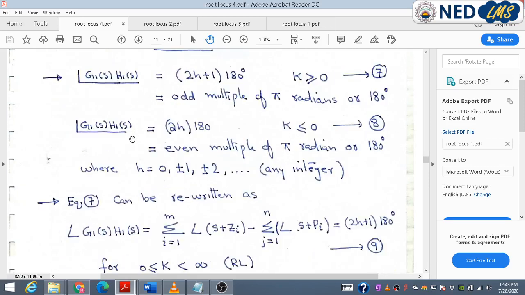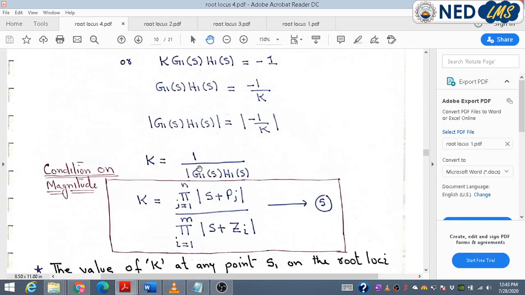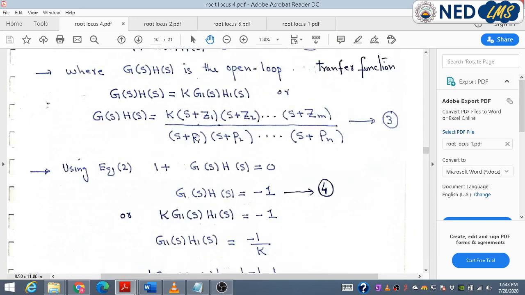These two conditions are basically used to verify a search point, whether or not the point lies on a root locus. We know that we have zeros in the numerator and poles in the denominator. If I replace this s by a search point and solve this bracket, we have both the magnitude and angle information coming out from this bracket. Here we have to consider the angle information only and discard the magnitude information.